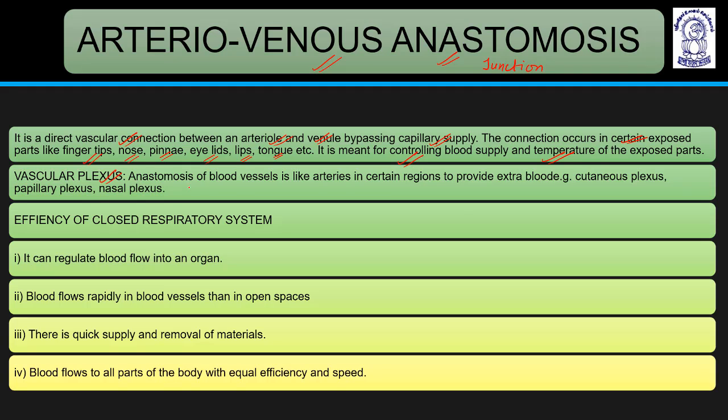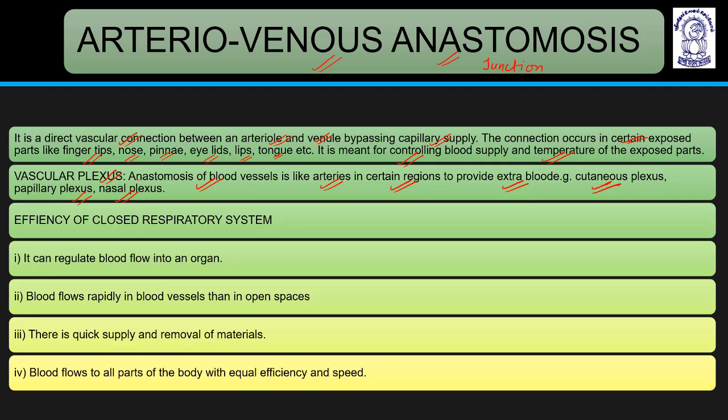Vascular plexus: anastomosis of blood vessels like arteries in certain regions to provide extra blood, like cutaneous plexus, papillary plexus, and nasal plexus. What is vascular plexus? It is the anastomosis of blood vessels. I mean, when many blood vessels, many arteries, come together in a particular area to provide excessive blood, extra blood according to the metabolic requirement of that area. Especially the cutaneous plexus, papillary plexus, and nasal plexus.